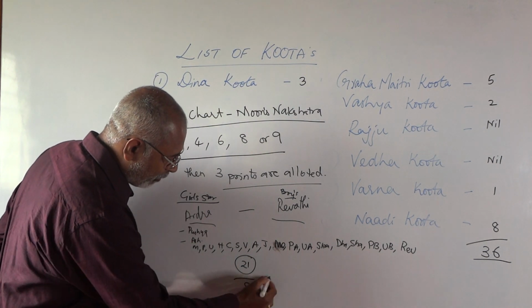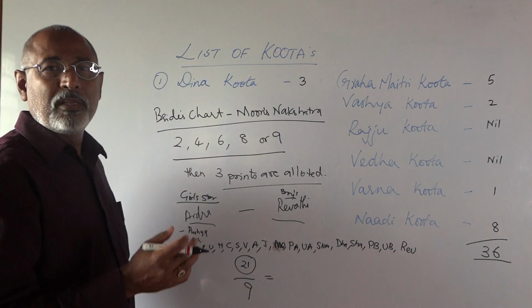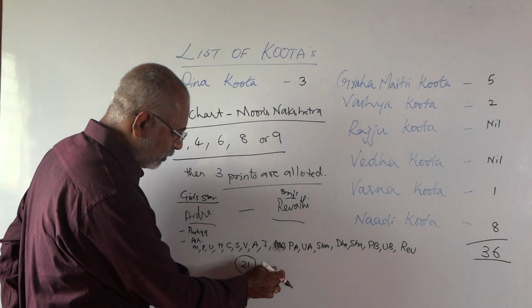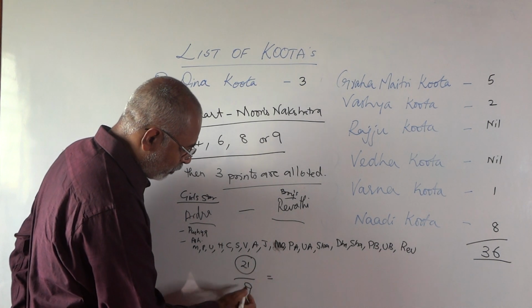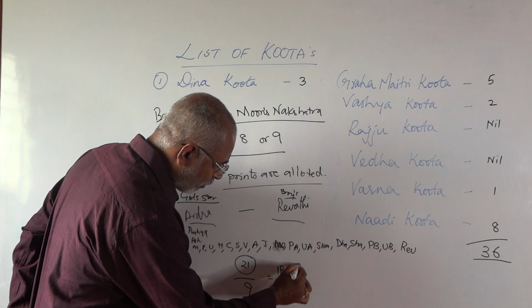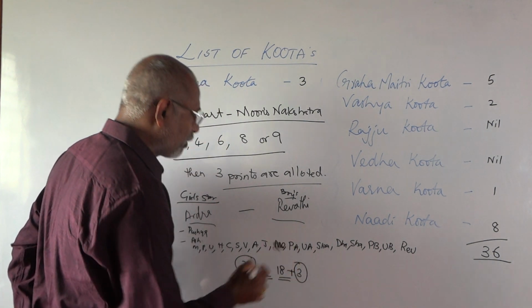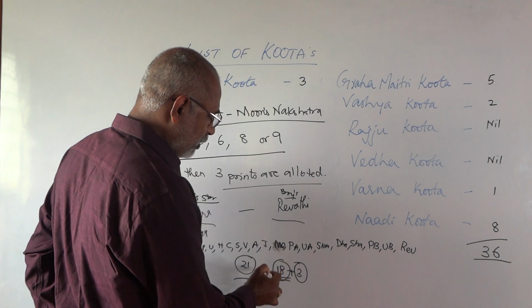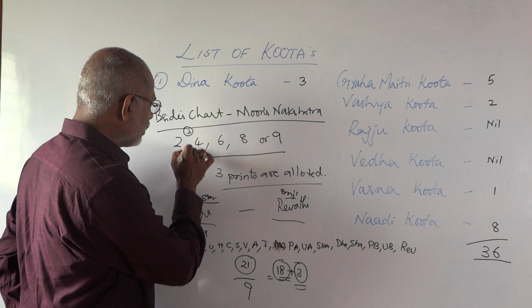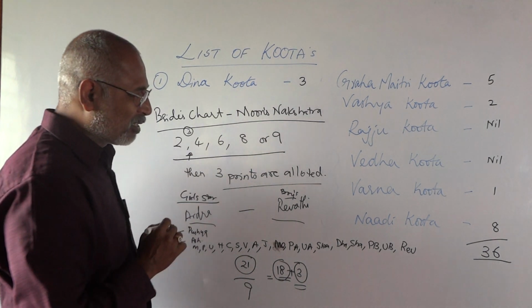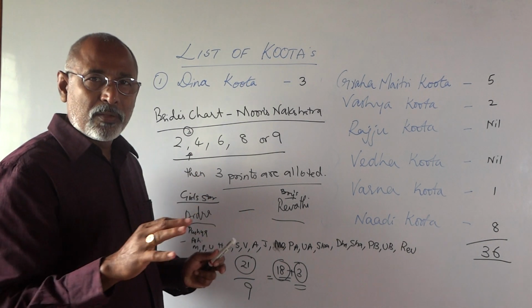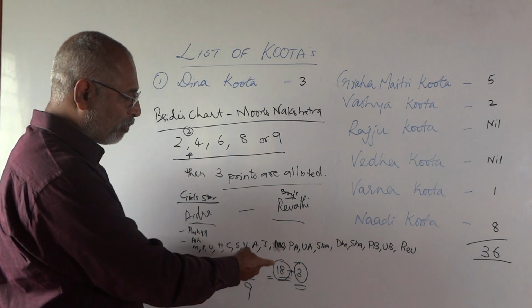This 21 is not in the list, so what should we do? Divide it by 9. The remainder would become the number. 9 twos are 18, plus 3. So the remainder is 3, and 3 is not in this list of numbers. And what is 3? It is Pratyak Tara. So it's not good, and it doesn't get any points.